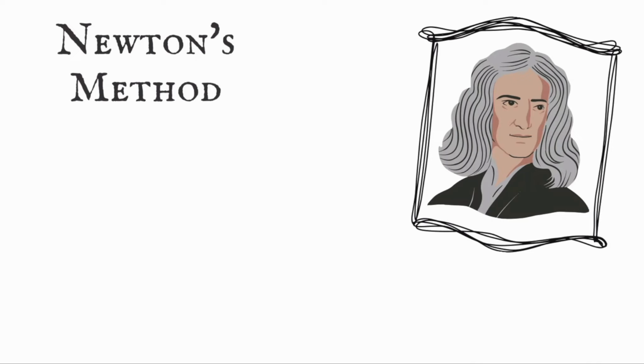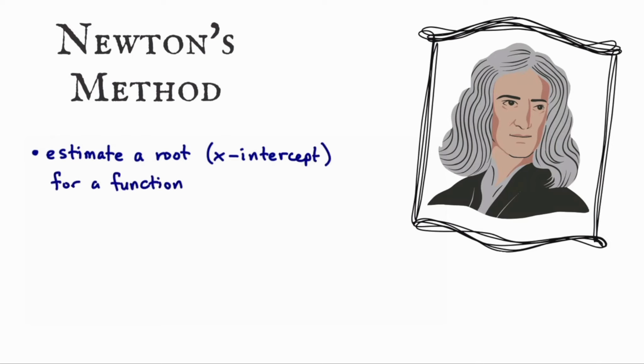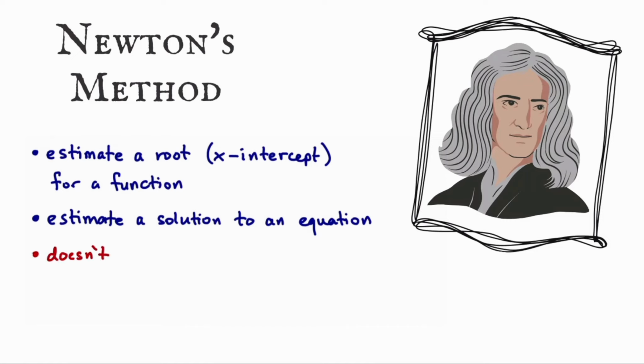In this lesson, we're going to talk about Newton's method, which is a numerical algorithm to estimate the root or the x-intercept of a function. You can also use it to try to solve for a value of a variable that makes an equation true. Let me mention from the start that Newton's method won't always work. We will see ways for this algorithm to fail.